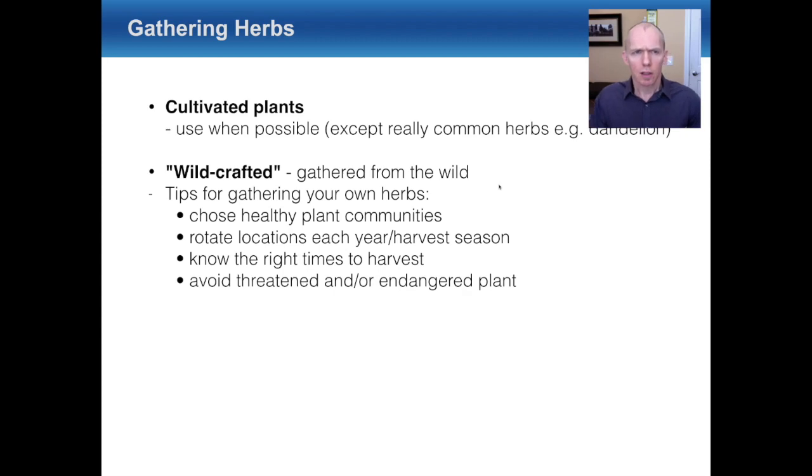So there may be some exceptions to this. I would say there's no shortage of dandelion. In fact, probably if you're getting rid of some dandelion plants, you're doing the world some good.